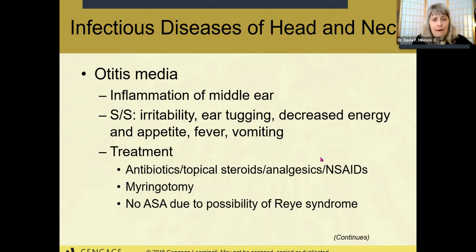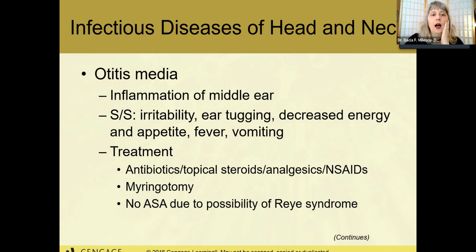Now, everyone's heard of ear infections. Very, very common. Otitis media, inflammation of the middle ear. The signs and symptoms are irritability, ear tugging, decreased energy, appetite, fever, vomiting. They also can have a loss of balance. That's another thing, right? Because the semicircular canals along with the cochlea are part of the inner ear, but if the middle ear is inflamed, it can also affect the inner ear eventually if untreated.